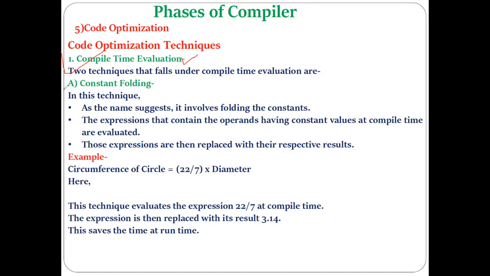In that first technique we have constant folding. What is constant folding? Instead of discussing the theory part, we'll directly discuss an example, then come to the theory. For example, in your program you have written this instruction: circumference of circle equal to 22 by 7 into the diameter. Now, can we do compile time evaluation of this instruction?